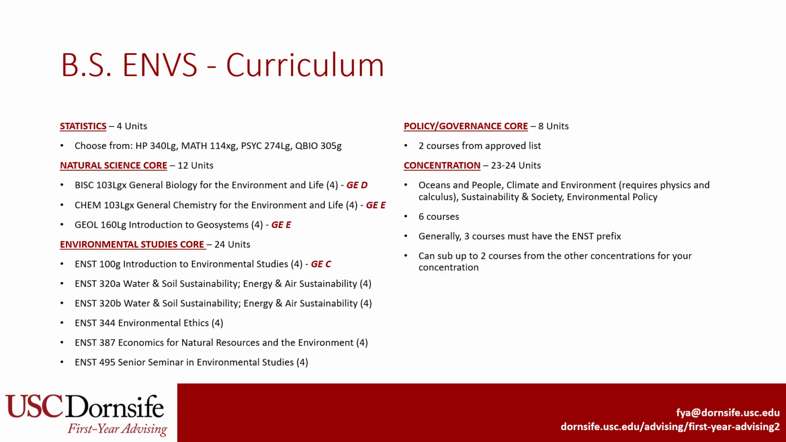Looking first at the Bachelor of Science in Environmental Studies, students take a statistics course, 3 core natural science courses in biology, chemistry, and geology, 6 core environmental studies courses, 2 policy or governance courses, and then a concentration. In the Bachelor of Science, concentrations consist of 6 courses, and there are 4 concentrations to choose from: Oceans and People, Climate and Environment, Sustainability and Society, and Environmental Policy.